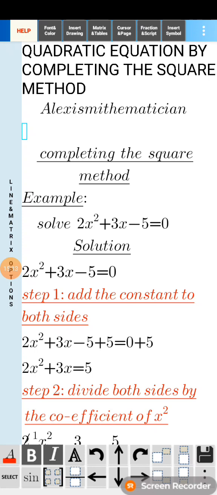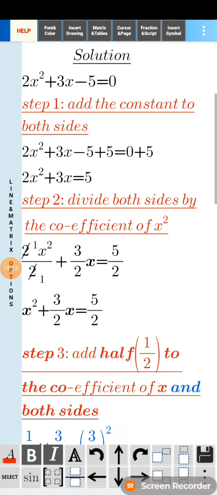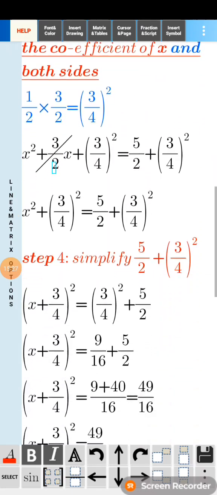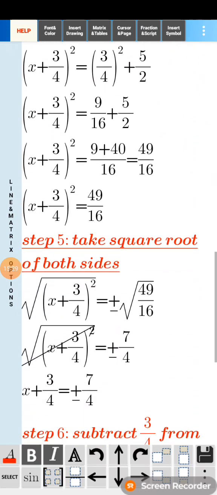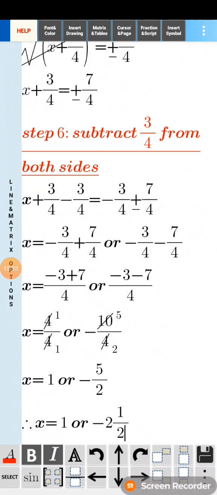This is quadratic equation by completing the square method. As I told you, I'm going to teach you this method step by step, because this method is not just an ordinary method, but very simple. As I'm looking at it, it's very, very simple. So take note of the step by step process.